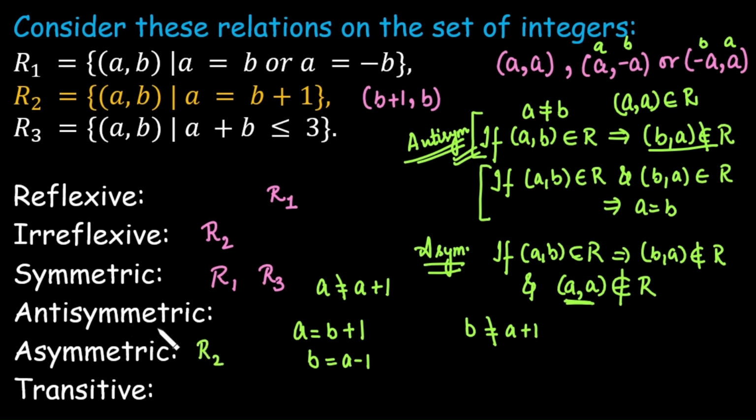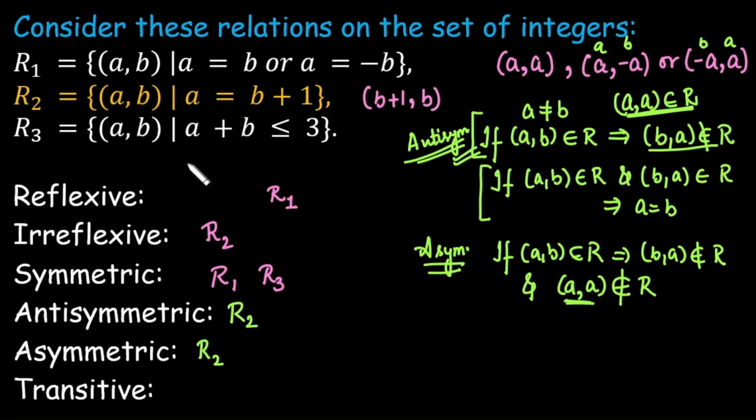Is it antisymmetric? Yes. It says that it can be there. If it is not there, do not worry about this. This condition is valid. So we are satisfied that it is antisymmetric. Now, is the R3 relation antisymmetric or asymmetric? For antisymmetric, we say that the reverse should not be there. Its reverse will be B plus A is less than or equal to 3 and this is a true statement. So in both the cases, the condition is not valid because the reverse is there. So it is neither antisymmetric nor asymmetric.